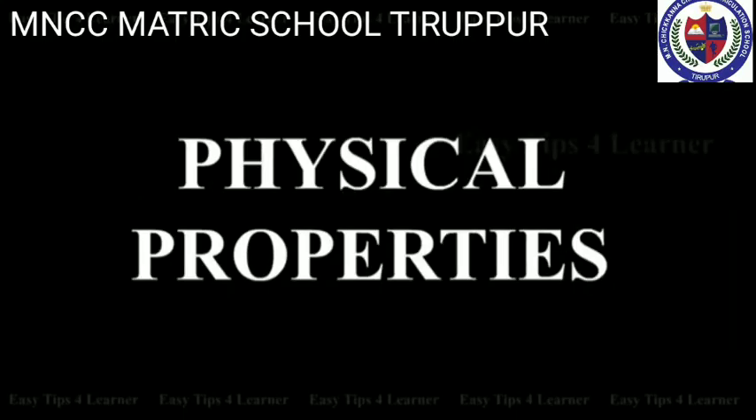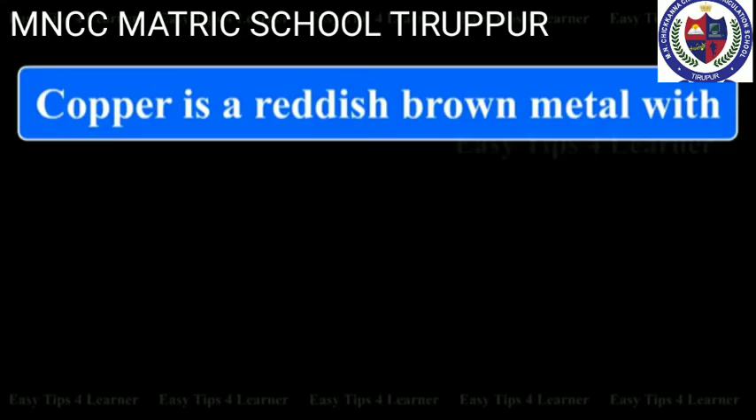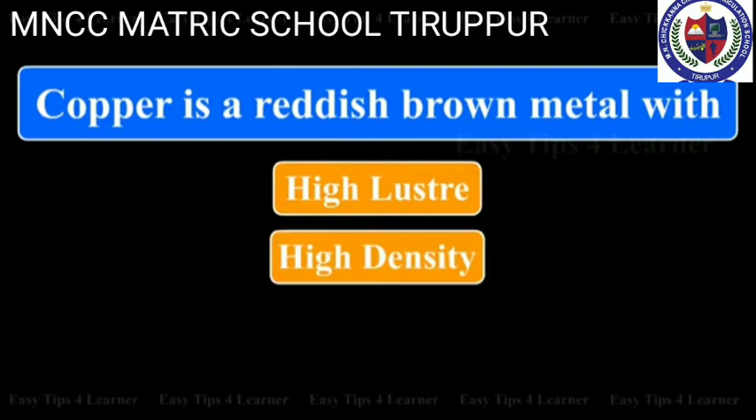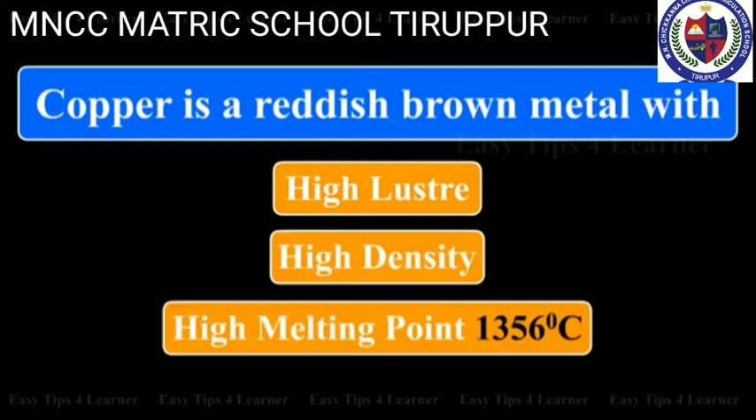Now let's learn about physical properties of copper. Copper is a reddish brown metal with high luster, high density and high melting point.